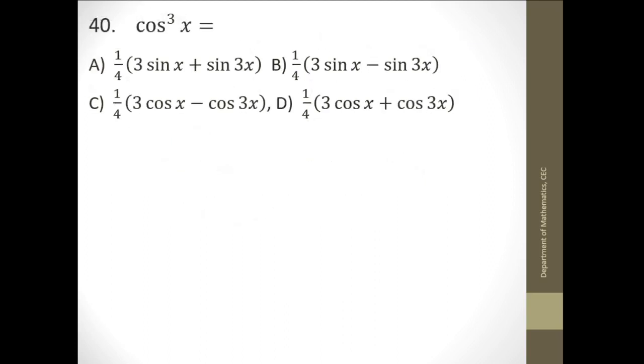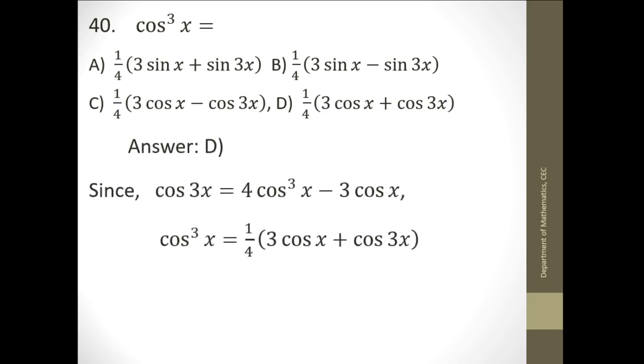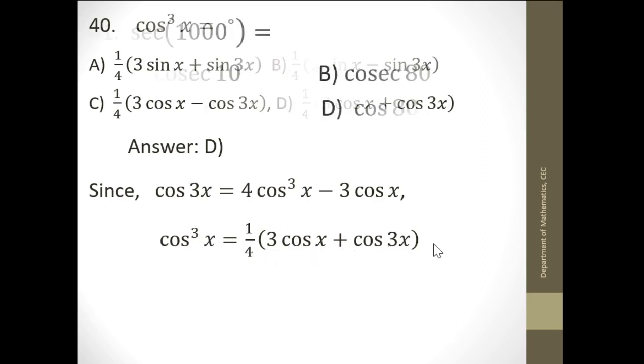Cos cube x. Similarly, just see the formula of cos 3x. That is 4 cos cube x minus 3 cos x. Therefore, take 3 cos x to the left side. That means cos 3x plus 3 cos x divided by 4. So you will get cos cube x equals 1 by 4th of 3 cos x plus cos 3x.